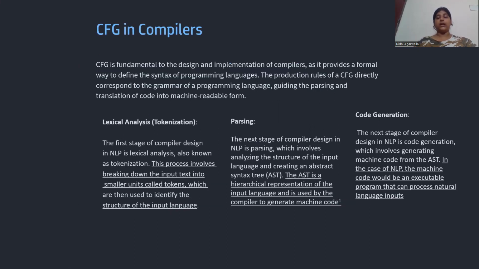Then comes the context-free grammar's role in compilers. As we all know, what does a compiler do? A compiler converts a high level language into a machine level language or an easily executable form. So it basically describes the basic definition of a programming language and then corresponds to the programming language, guiding its parsing and translation into a machine readable form. Basically, it involves three steps here also.